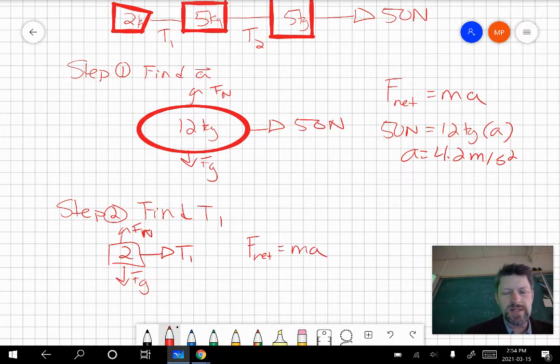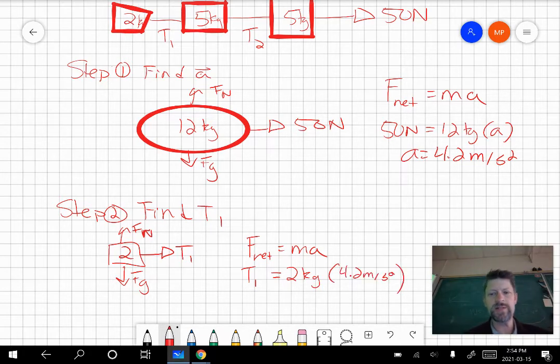The net force this time is just T1 pulling that mass forward, and we've got 2 kilograms. And now we know that the acceleration of the system is 4.2 meters per second squared. We know that's how fast it's accelerating. So that first tension is simply 2 times 4.2, which I believe is 8.4. You can check my math there, and that's going to be in newtons.